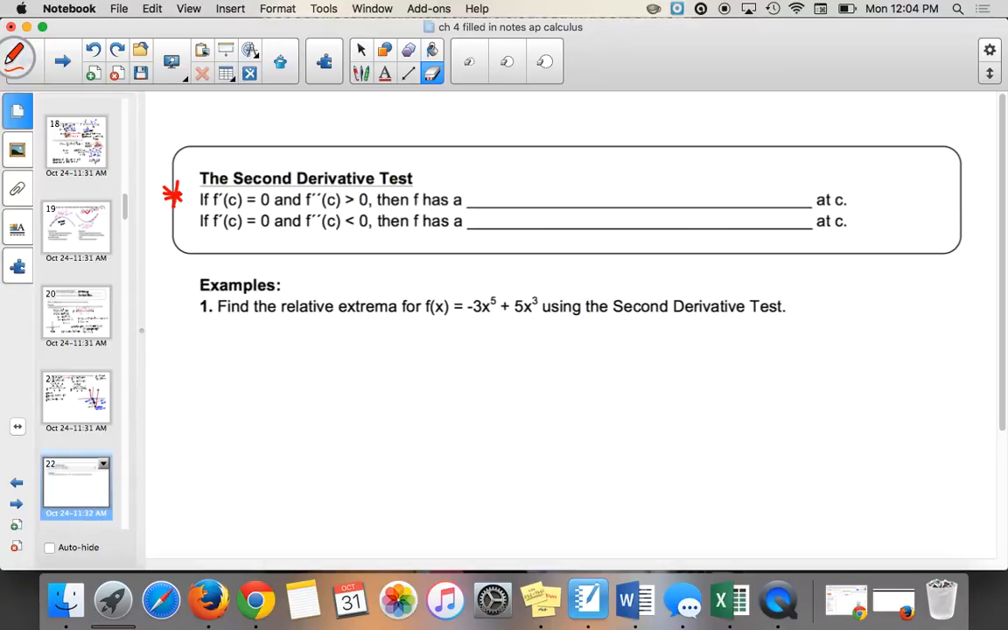Undefined would not, because undefined could be maxes or mins, right? But in this case, we're talking about where f prime is equal to 0, not f prime equals undefined. All right, and then f double prime of c is greater than 0. So the slope tapers off to 0, and it's concave up or down? Up, right? So if we have concave up, and we have a slope of 0, what's happening there? Minimum.